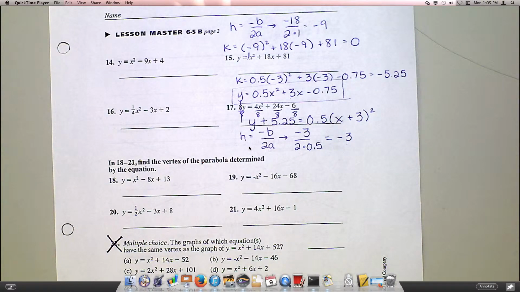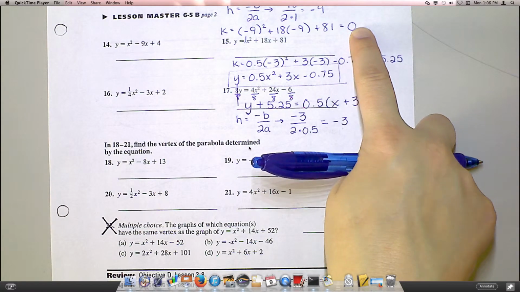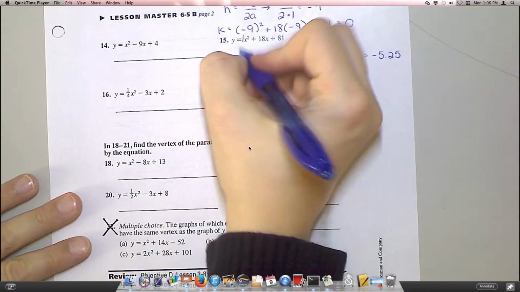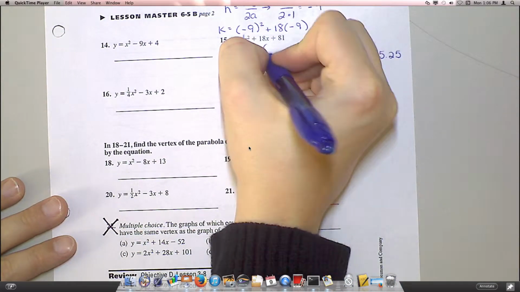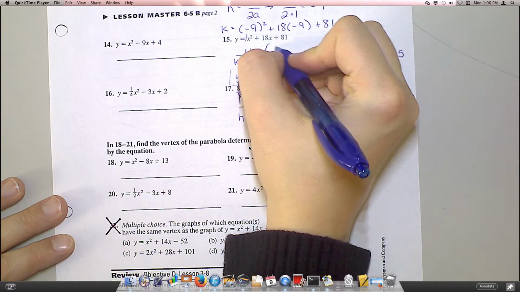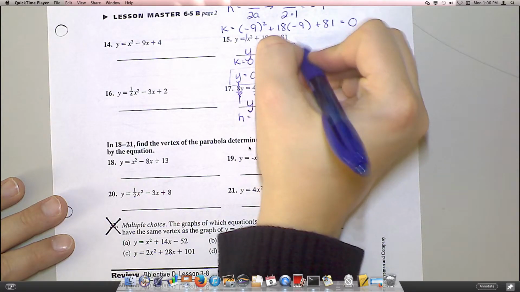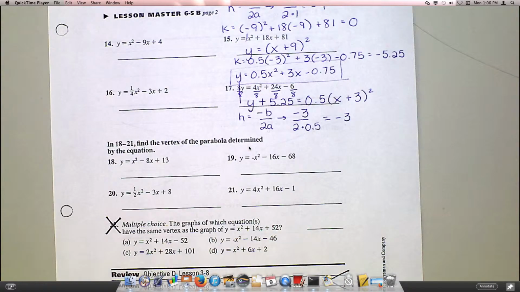So then when I go to write my equation, y equals. I would normally write y minus this number, but if it's just y minus 0, do I have to write it? No, so it's just going to be y equals, and then my a value is 1, so nothing goes out there, and then it would be x, what? Plus 9. Good. y equals x plus 9 squared. Does it matter if you put 1 there or not? No, if you put a 1 there, that's okay.